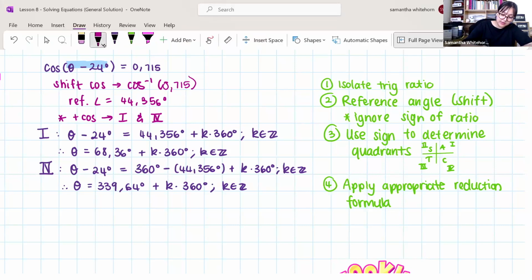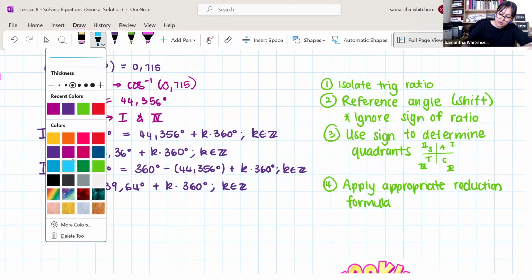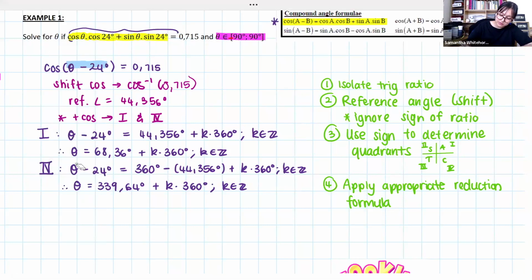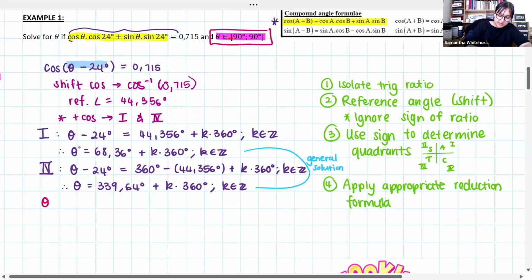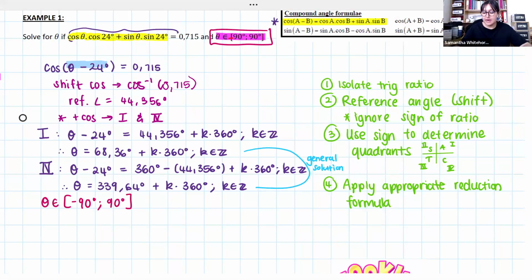Right, these two things that we have just found are what we call the general solution. So these two final answers that we've just found are your general solutions. So sometimes in the question, it will say determine the general solution of, you stop there. But because we were given this interval of theta is an element of negative 90 to 90, we now need to list the specific theta values that fall within that range. We now use our general solution to go and do that.